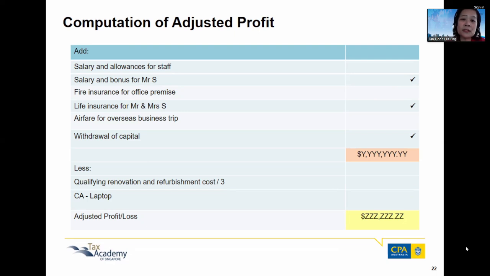Airfare for overseas business trip. This one we take it as for business trip. Okay. Of course, the quantum may be another issue, but the nature of it is business trip. We take it, we will accept it. Okay, withdrawal of capital, definitely no. Okay, it's capital withdrawal. So then we can give 1/3 for R&R, and we can give CA 100% for laptop.